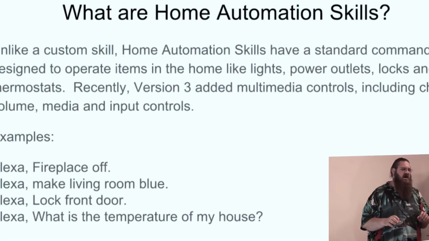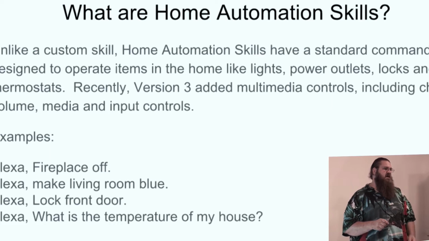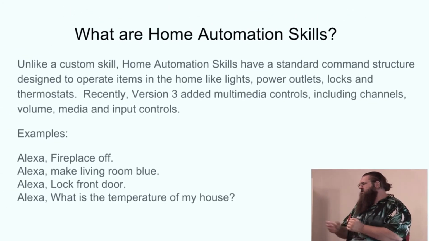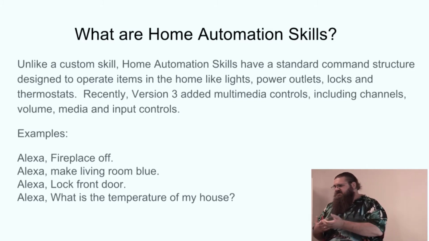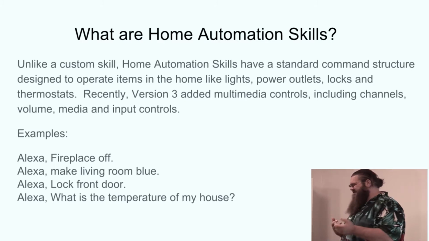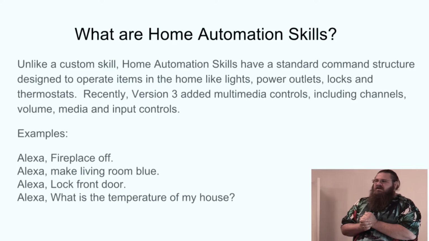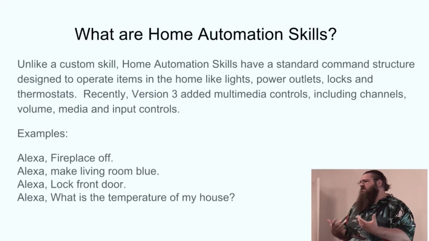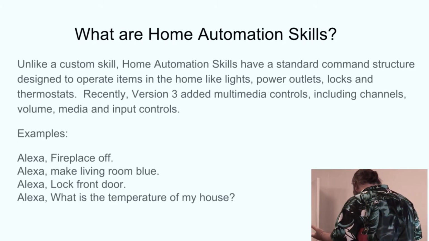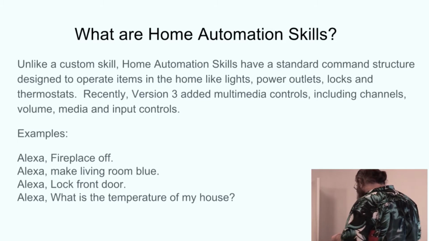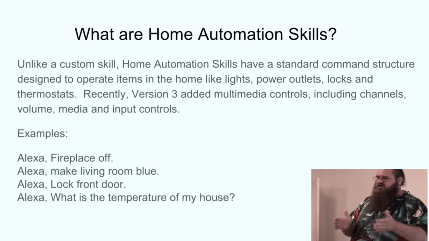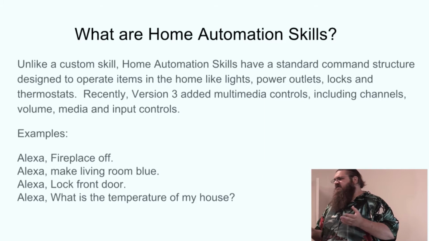I'll start with home automation skills. There's a couple different kinds of skills for Amazon Alexa. There's custom skills, which I think are the most common to play around with. You create an utterance, and Dan's built some of those. There's the home automation, which is a very standard format. It's like, Alexa, turn chair light on. Okay. Very simple, very standard structured utterances that control items.